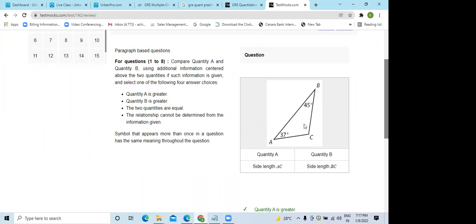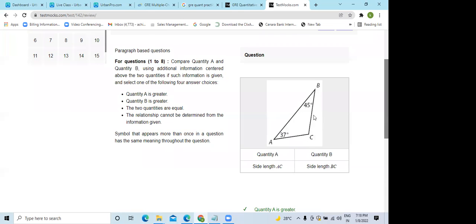Equilateral, isosceles, right angle, and scalene. So here, quantity A and quantity B, they have given us two basic things. Basically, they have given us two angles. One is B, 45, and A is 37, and C is not given here. So they're asking us quantity A is the side of length AC compared to quantity B, length BC, right?